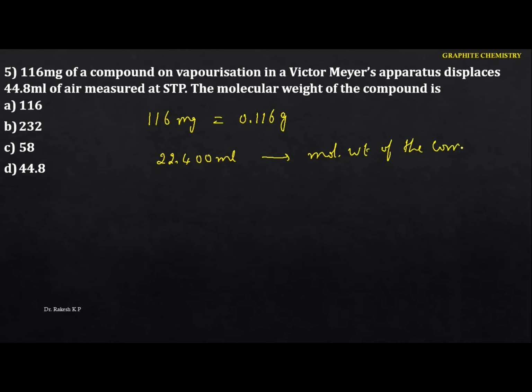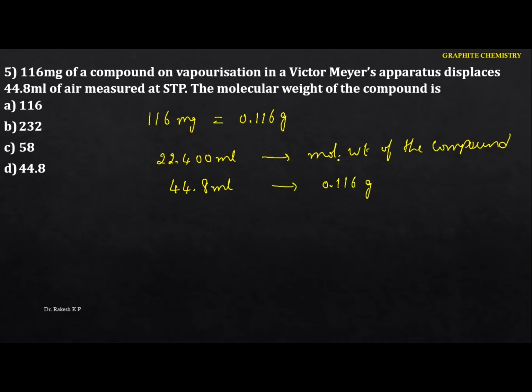Or in the simple way, 1 mole of any gas, which is the gram molecular weight of that compound, displaces 22,400 ml at STP. So instead of 1 mole, or the gram molecular weight, I took the molecular weight of the compound. But during the experiment, there is a liberation of 44.8 ml. The mass will be 0.116 gram.